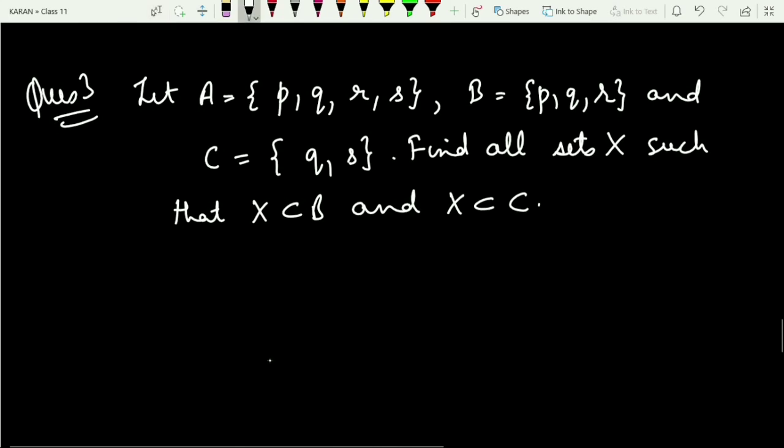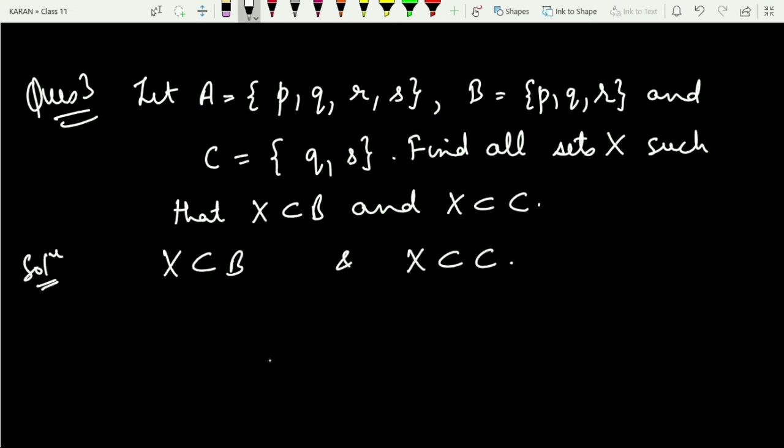So we are given a set A which has the elements P, Q, R, S. B is a set which has elements P, Q, R, and C is a set which has the elements Q and S. Find all the sets X such that X is contained in B. In order to find the sets which are contained in B, or contained in C, let me find the power set of A. Fine. So let me define the power set of A, power set of B, and power set of C.